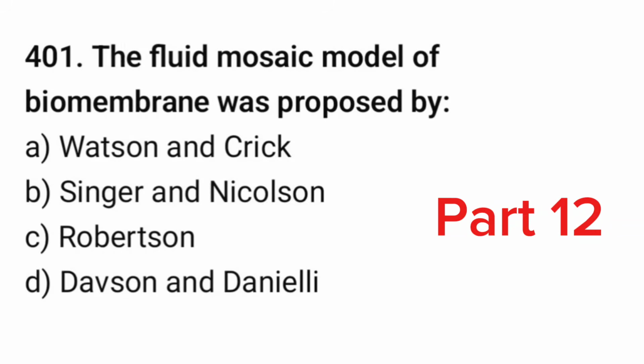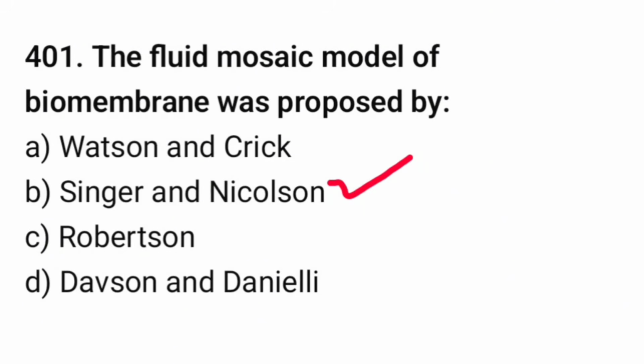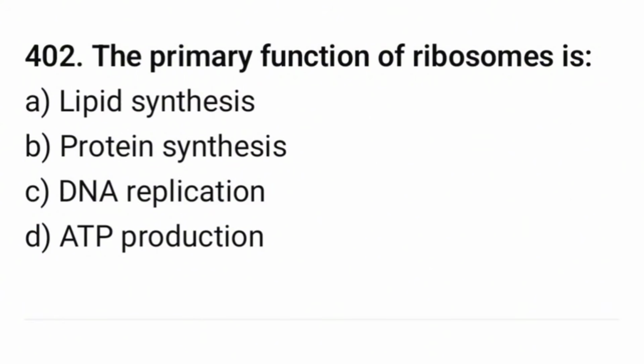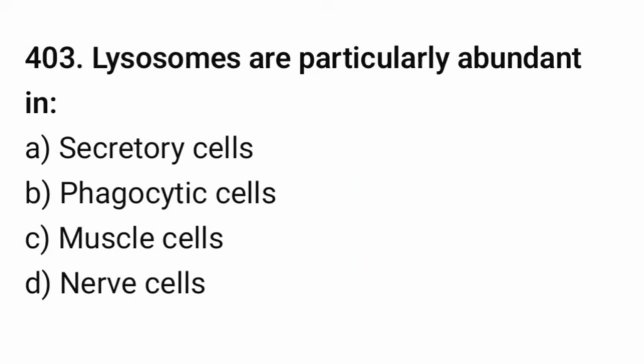Question 401. The fluid mosaic model of biomembrane was proposed by. Right answer is option B, Singer and Nicolson. Question 402. The primary function of ribosome is. Right answer option B, protein synthesis.